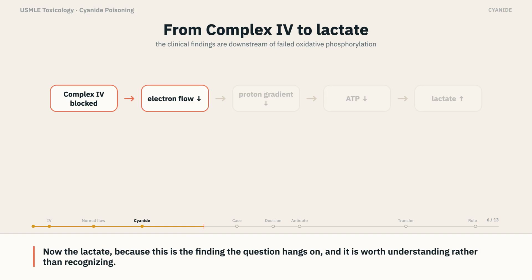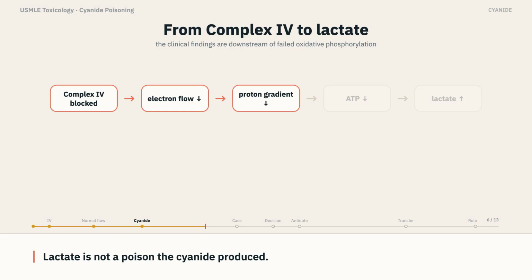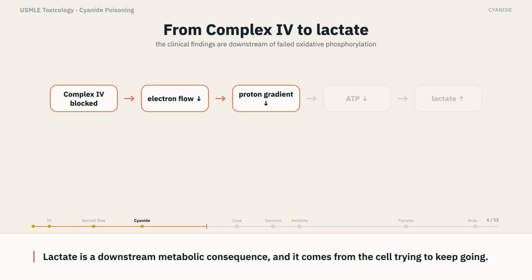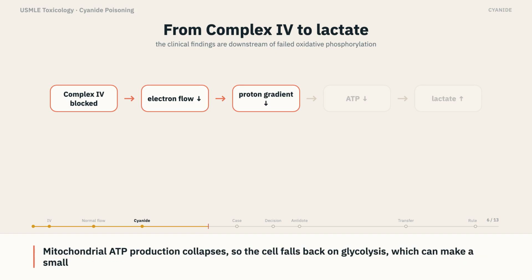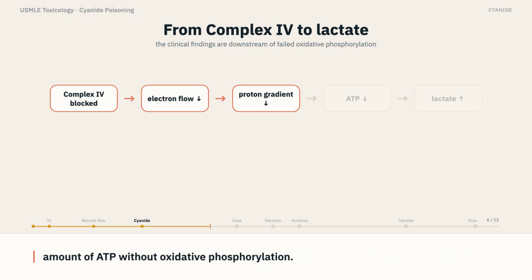Now the lactate, because this is the finding the question hangs on. It is worth understanding rather than recognizing: lactate is not a poison the cyanide produced. Nobody poured lactate into the patient. Lactate is a downstream metabolic consequence, and it comes from the cell trying to keep going. Follow the chain. Mitochondrial ATP production collapses, so the cell falls back on glycolysis, which can make a small amount of ATP without oxidative phosphorylation.